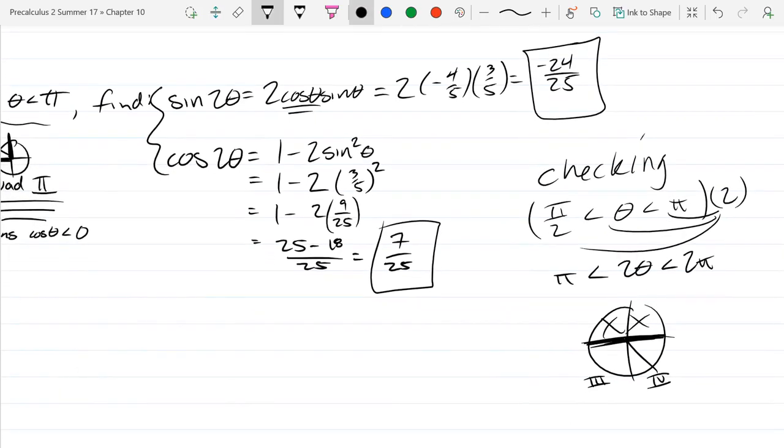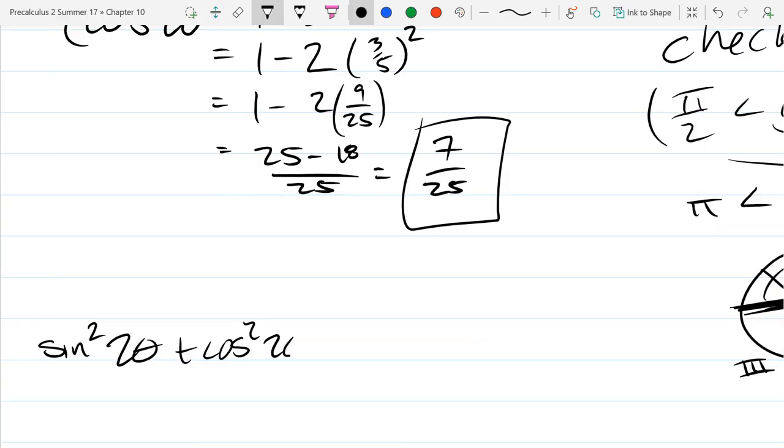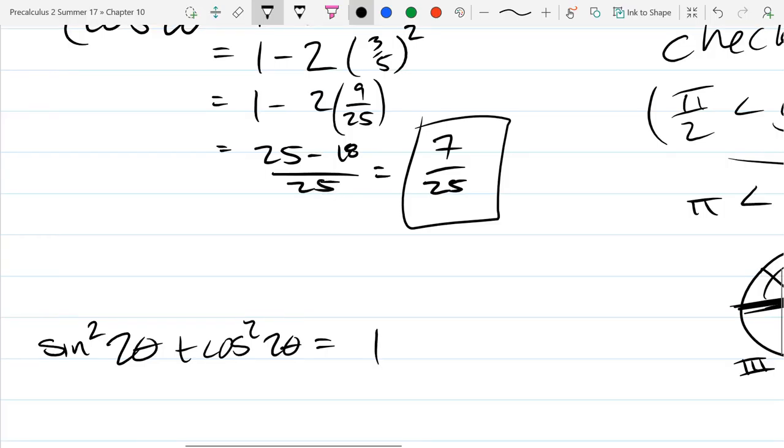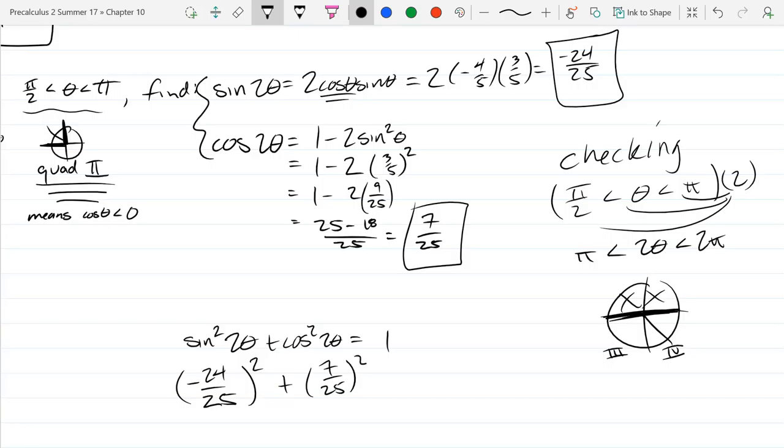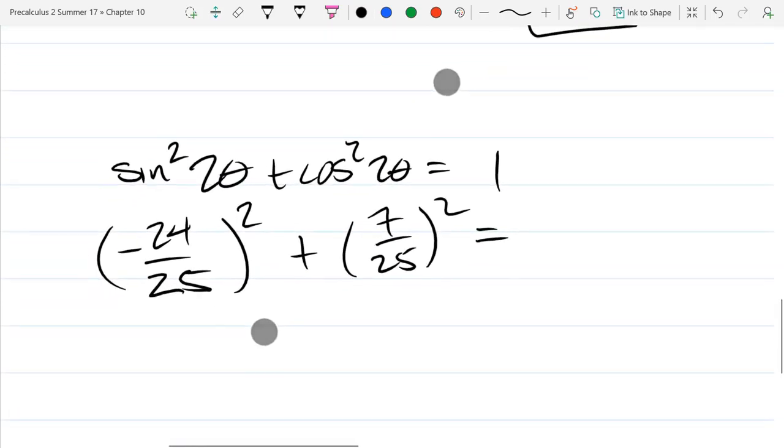All right, the other thing I can do to check, no matter what, sine squared of 2 theta plus cos squared of 2 theta. What should this equal? Well, 2 theta, same angle. Sine squared of that angle plus cos squared of that angle better be 1. And if I plug in these two actual values I got, I'm not sure if it equals 1. We'll find out in a minute here.